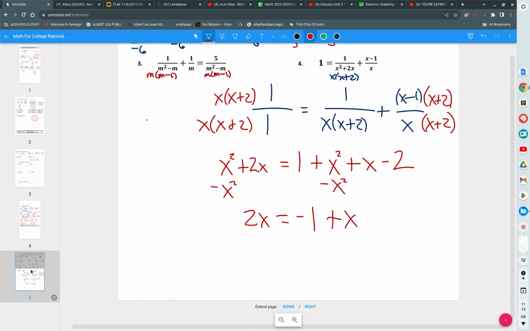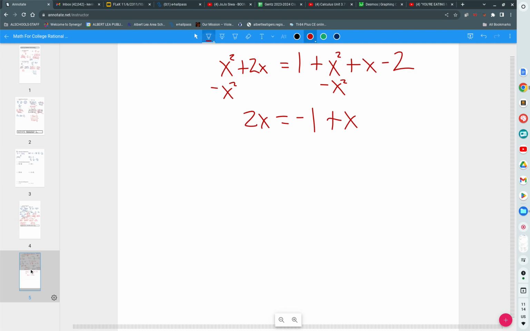So now we just have a linear equation, meaning it's x to the first power. Those are easier to solve. All we have to do is move the x over to the other side. I subtract the x, and I have, sorry about that. What's 2x minus x? 1x, and I have a negative 1. x equals negative 1. That's my solution.